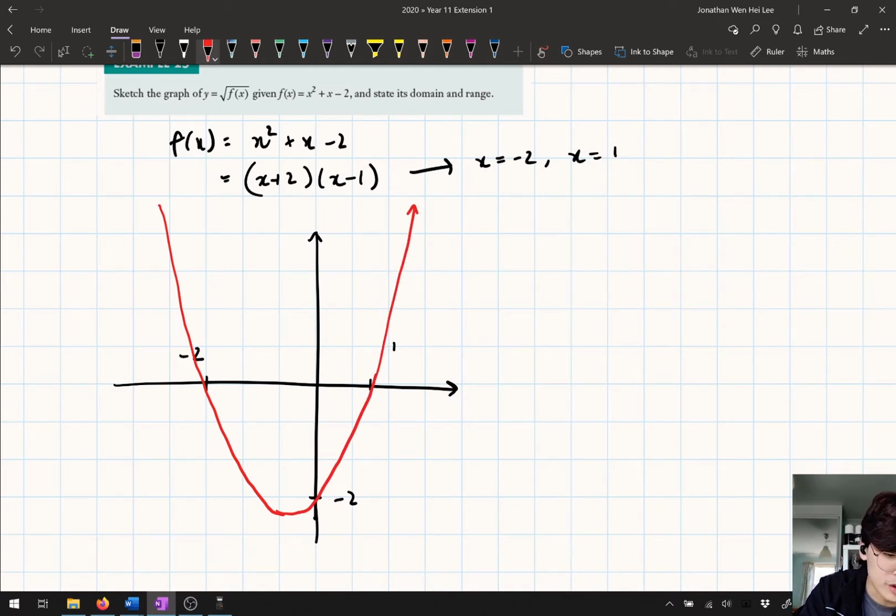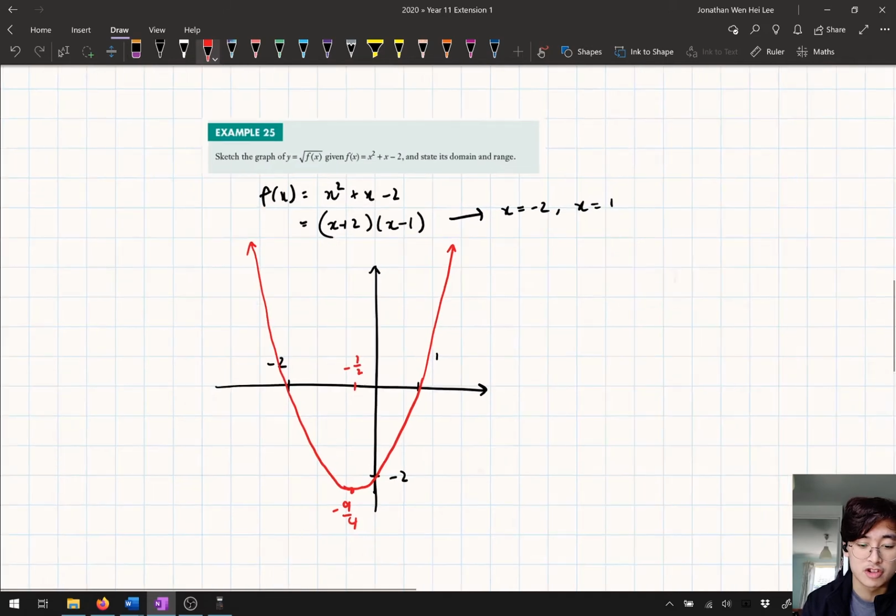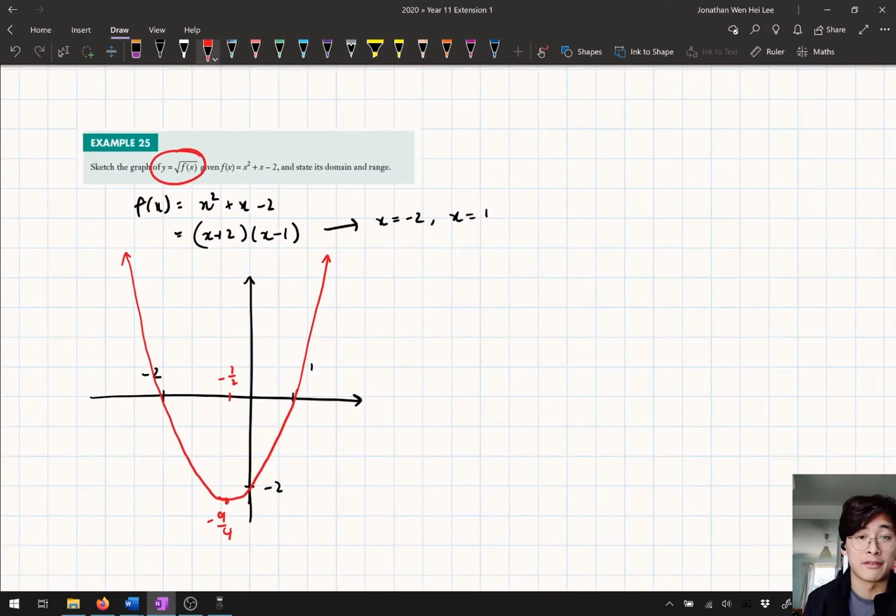Now, you might be wondering, why aren't you finding the vertex or the axis of symmetry? That's a really good point. I should probably find it, and I actually did this beforehand, and I found that the vertex was at negative 1/2, negative 2 1/4, which was negative 9 on 4. So we've got a vertex there. But I'm just going to go through a few particular reasons why I didn't do that when we're trying to graph y is equal to the square root of f of x.